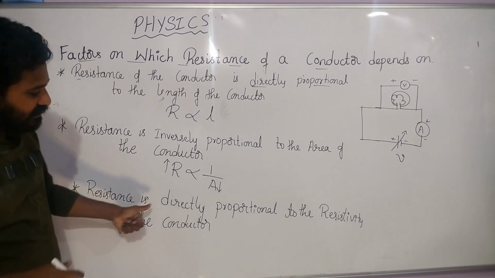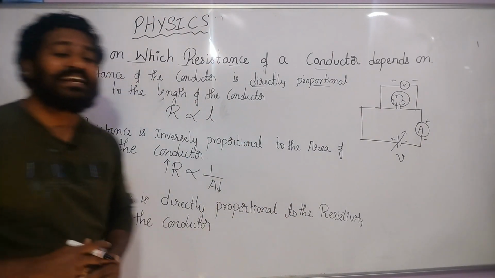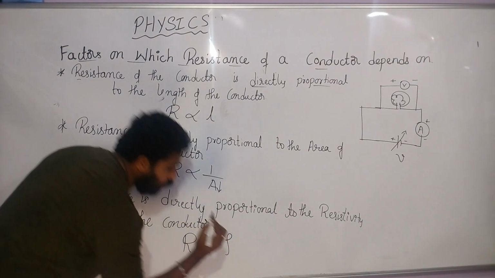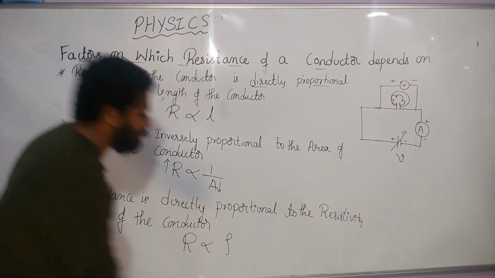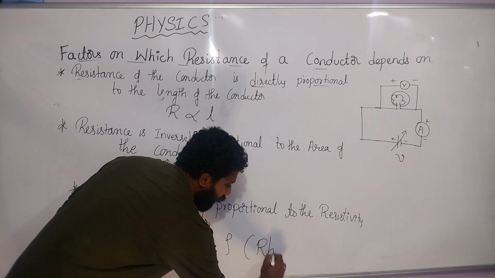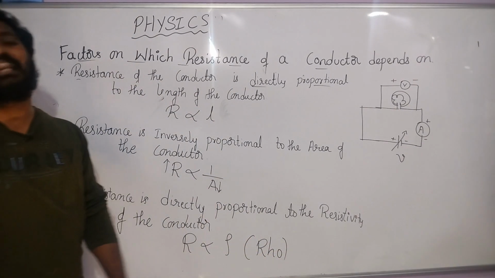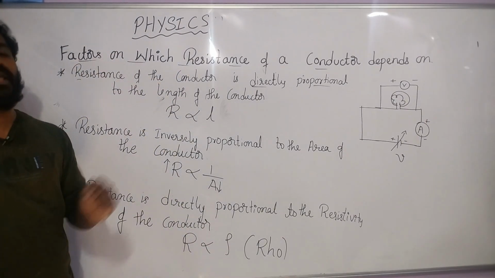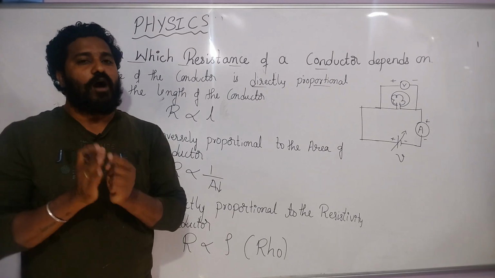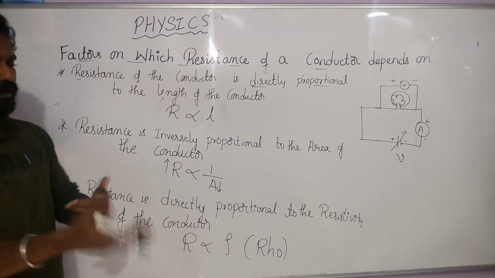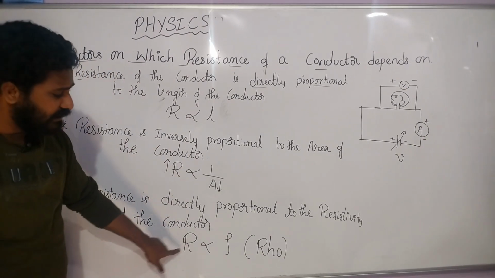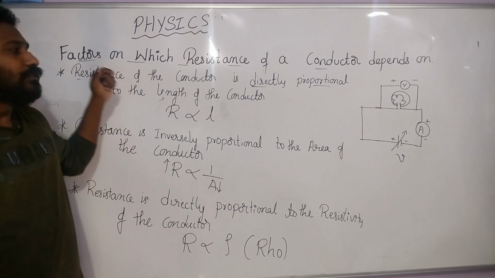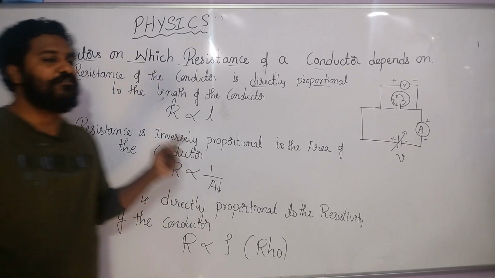And the last one: resistance is directly proportional to the resistivity of the conductor. R is directly proportional to rho. This is called rho, children, R-H-O, a Greek letter. The resistance is directly proportional to the resistivity of the conductor. What is resistivity? I will explain in the next class. Rho means resistivity. They will ask you this question for 2 marks.